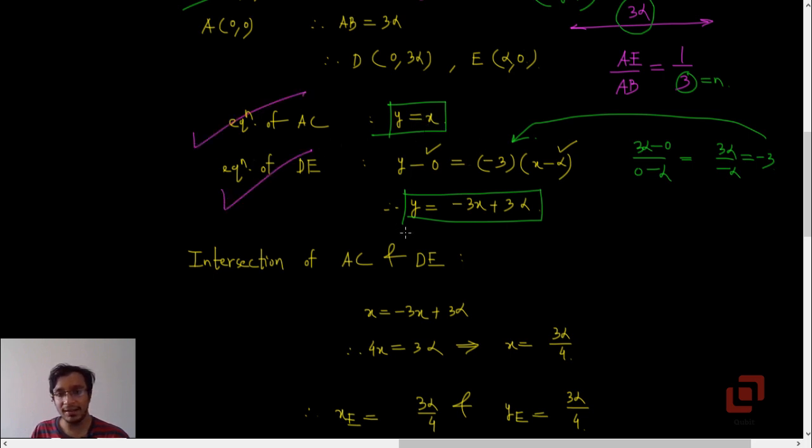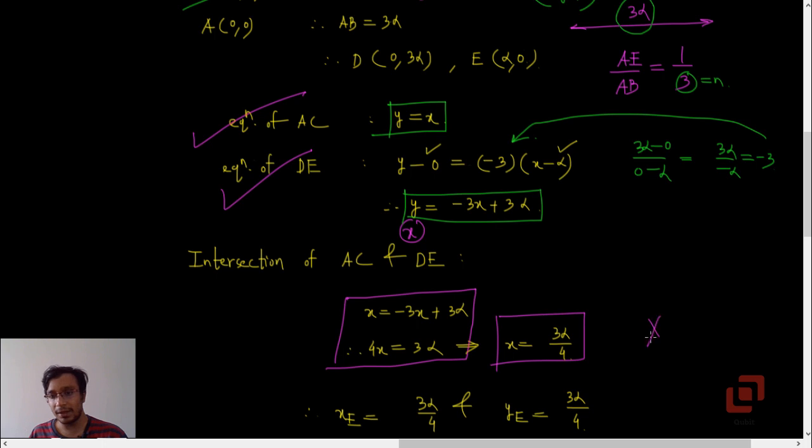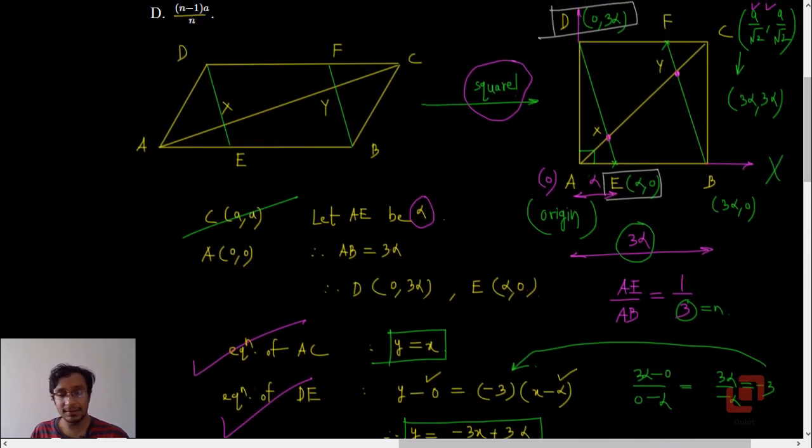So just put y as x in the equation of DE, from the equation of AC. So x will be minus 3x plus 3 alpha, or 4x will be 3 alpha. That gives us x as 3 alpha upon 4. Because our point X lies on y equal to x, its x coordinate will be 3 alpha by 4, and so will be its y coordinate. This shouldn't be E, this should be X. By mistake I took it as E. What this has given us is the coordinates of X.